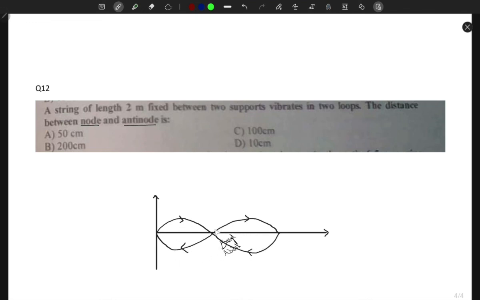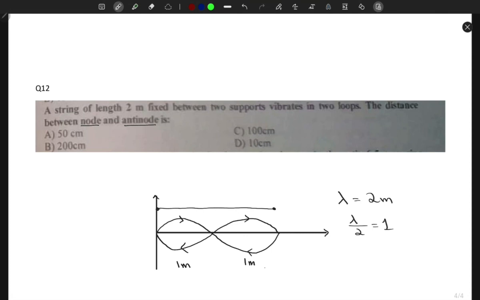So that's two loops. Now the string is 2 meters, so the loops are divided into equal 1 meter and 1 meter. So this means that the wavelength, if you look at the wavelength, it is from this point to this point. That's 2 meters, right? So I can say that lambda by 2 is equal to 1 really.